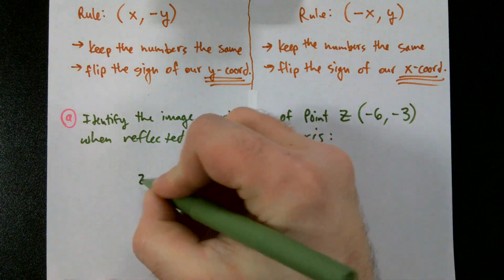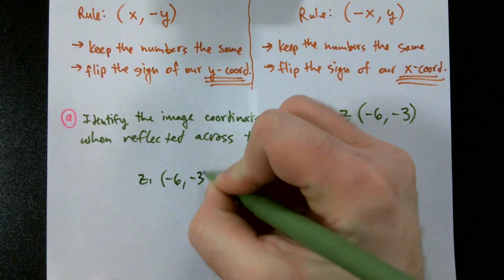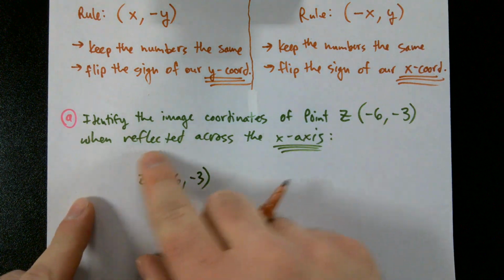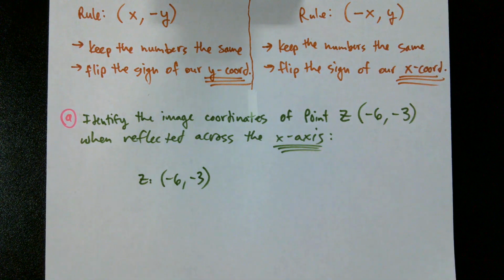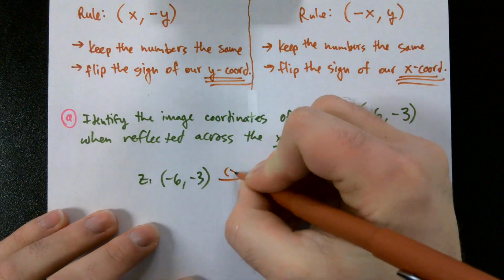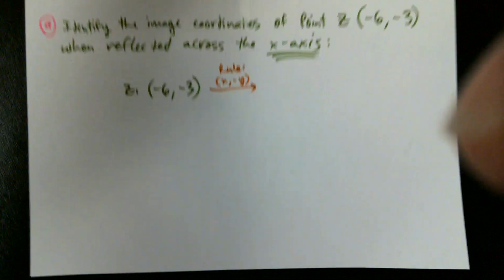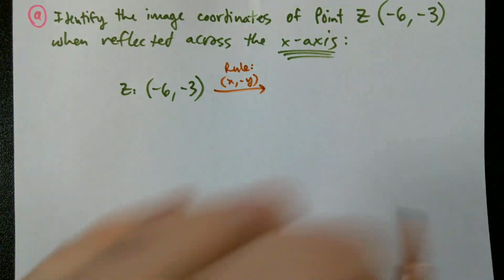So, here's what we're going to do. We're going to take point Z, which is at (-6, -3). When reflecting across the x-axis, what is our rule? Can someone tell me what our rule is when reflecting across the x-axis? Theo? (x, -y). Exactly, (x, -y). Our rule is (x, -y).